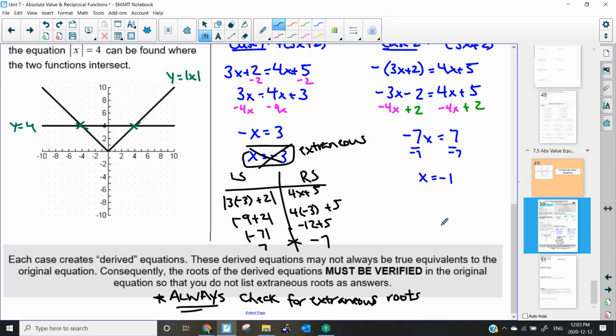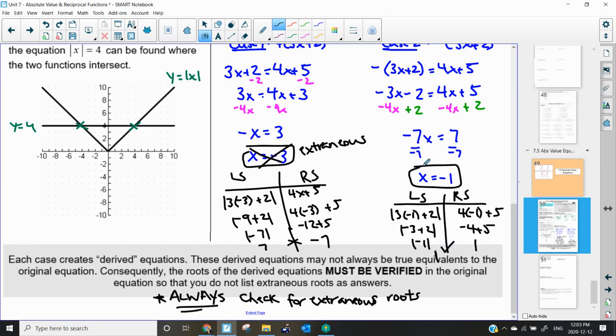So then we're going to check the other equation. Again, LS RS. On one side, we have the absolute value of 3 times negative 1 plus 2. On the other side, we have 4 times negative 1 plus 5. And so I have negative 3 plus 2 becomes negative 1. And when we take the absolute value, we get 1. On this side here, we have 4 times negative 1 is negative 4, plus 5 is positive 1. This one works. So for this particular question, we only have one solution: x equals negative 1.